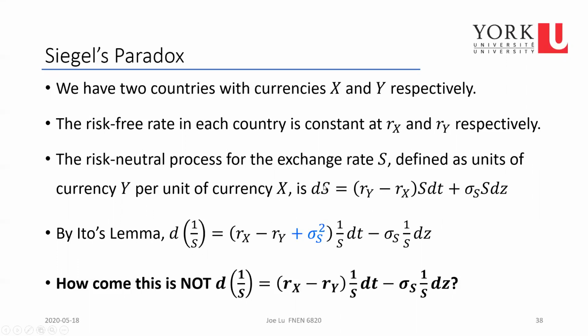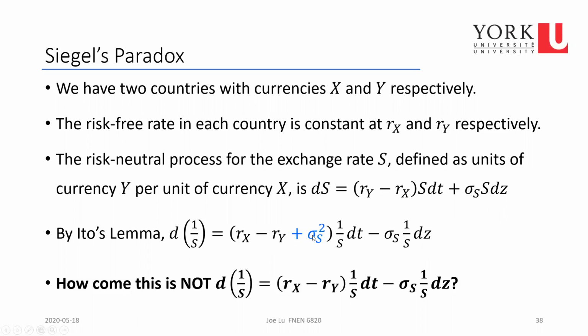if you look at the process for the exchange rate expressed in a different way, so instead of units of currency Y per unit of currency X, you're looking at the exchange rate expressed as units of currency X per unit of currency Y, which is 1 over S. Then if you look at d(1/S), now by Ito's lemma, and you take it that this is the original process S, the function 1 over S will follow this process here, okay?